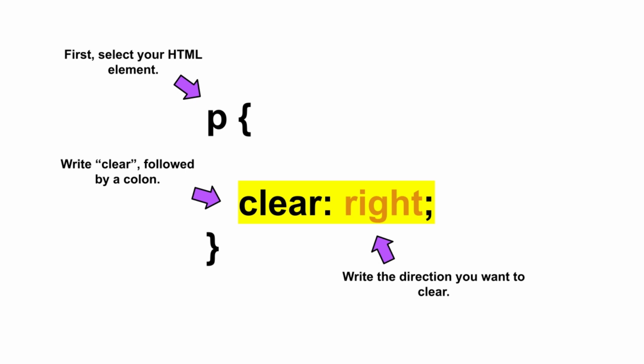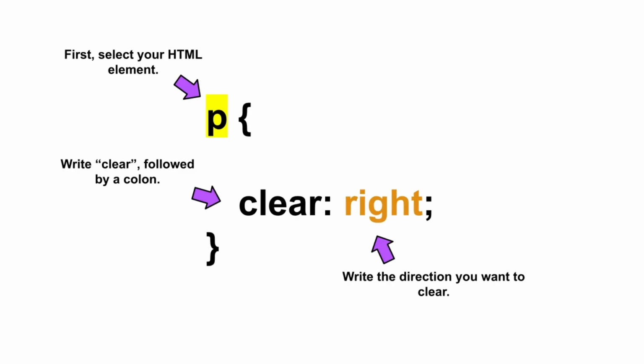To write the clear property, first write clear, all lowercase, followed by a colon, and then write the direction you want to clear. If the element before it is floating left, then you should also clear left. Notice how I am writing the clear property for an element after the main element using the float property.